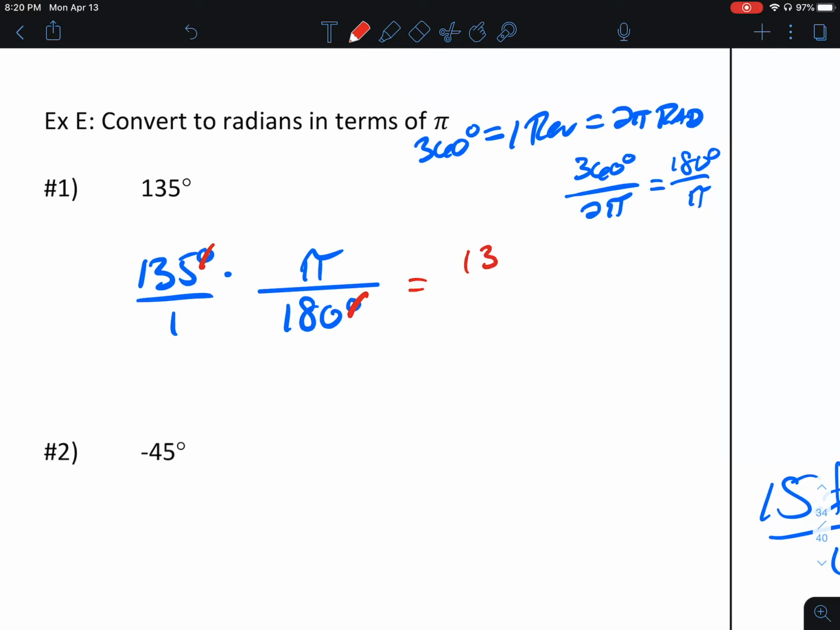So now we got 135 pi over 180. Can this be simplified? It can. You can divide the top and bottom by 45, and that's going to give us 3 pi over 4. 45 goes into 180 4 times. 45 goes into 135 3 times. This is our final answer.